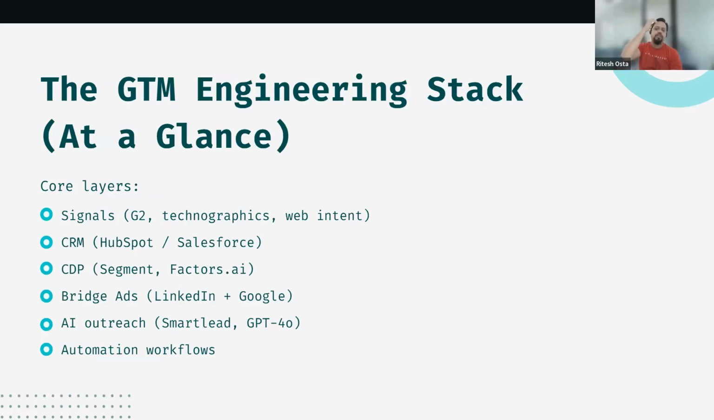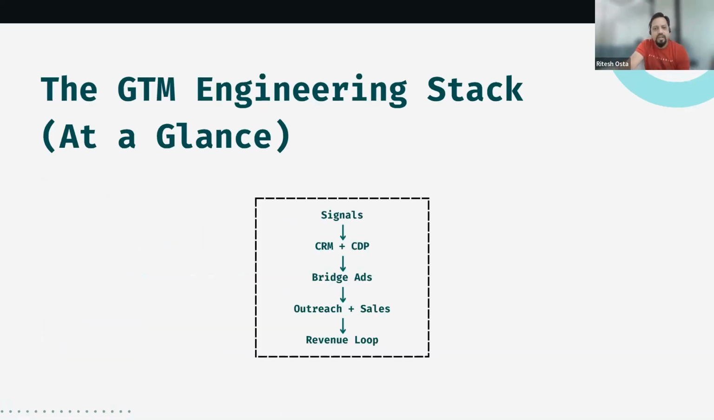Okay. This is the GTM engineering stack that we generally work with. Signals when it comes to G2, technographic, web intent. LinkedIn, of course, is a very important signal. And then there are other signals as well. CRM, HubSpot, and Salesforce, CDP, Segment. Bridge ads, we work with LinkedIn and Google. We work with AI outreach tools, Smartlead, Lemlist, and Reply. We create automation workflows all the time using HubSpot, Lemlist, Smartlead and so on. So I think this is what we do.